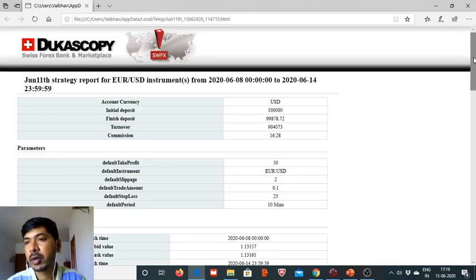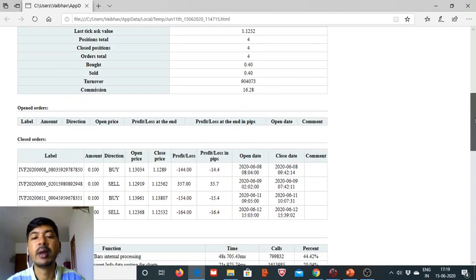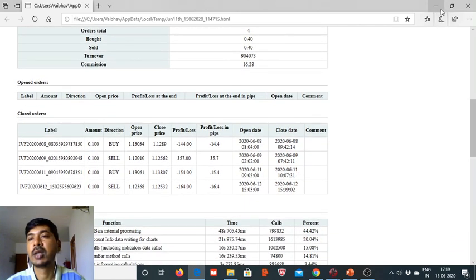But that's not representative. We will need to test it for many more weeks, for many more months, and then we will have a clear idea of how things are shaping up.